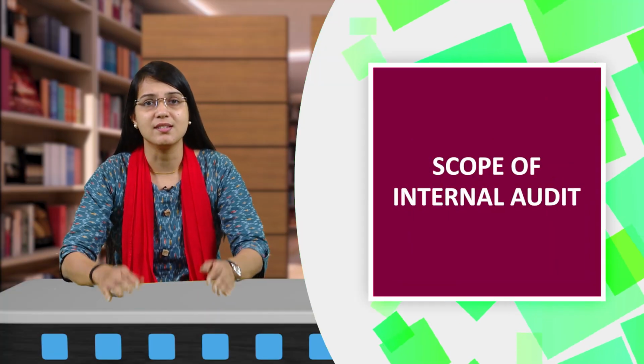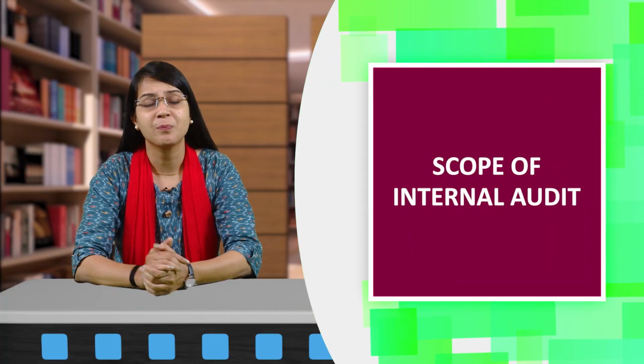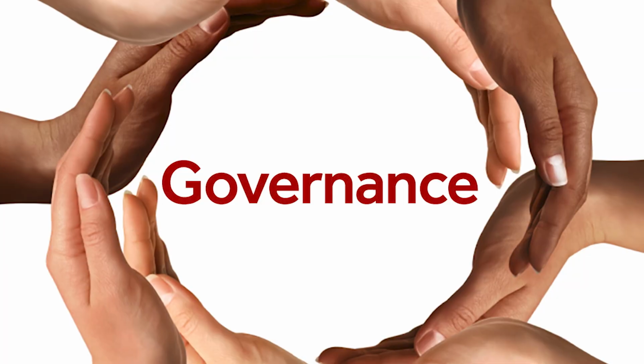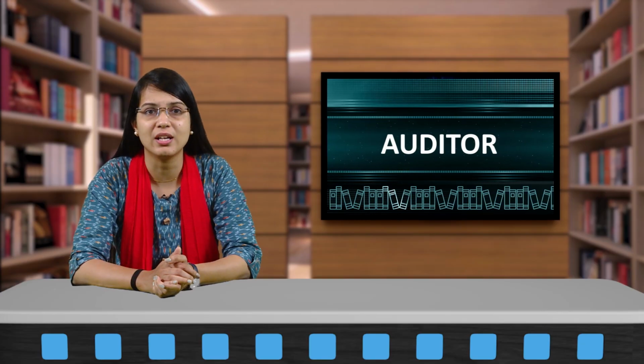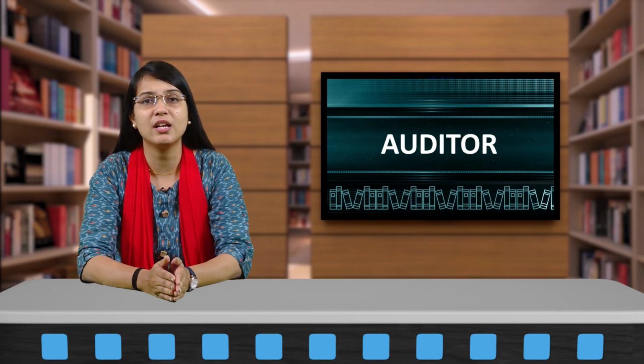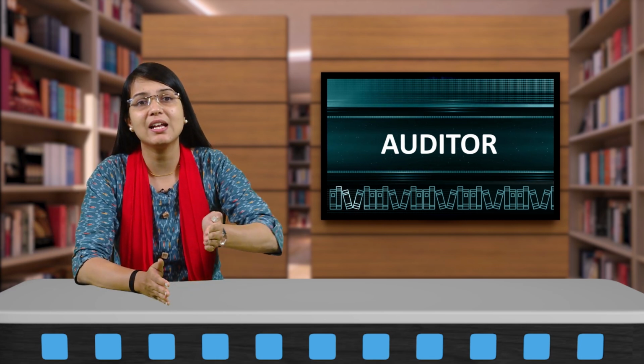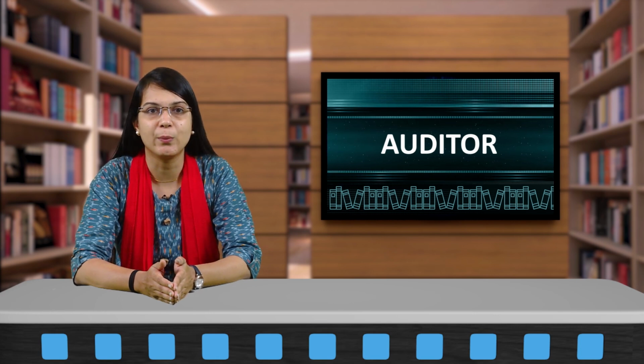Now, we will discuss scope of internal audit. Internal audit is an independent function involving continuous and critical appraisal of the functioning of an organization with a view to suggest improvements thereto and add value to the governance mechanism of the organization. It helps the organization to evaluate the effectiveness of risk management and internal control implemented and provides recommendations for improvement.